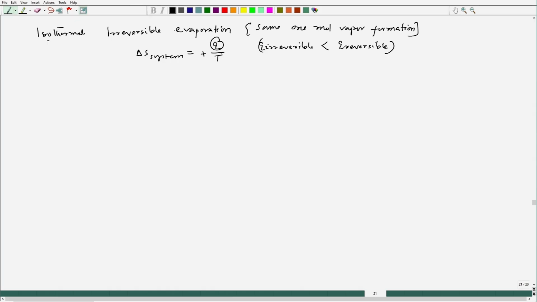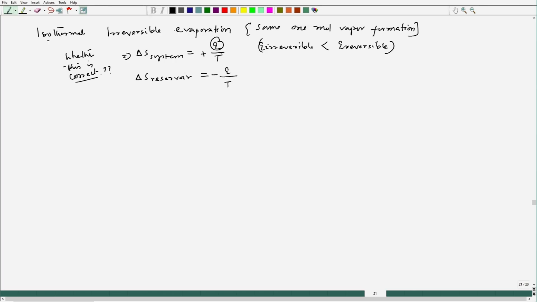Fine. Now, what will be the reservoir? Would be equal to minus Q by T. Now, question is whether this is true. This is correct. Whether there is any other form of entropy that is there in the system.